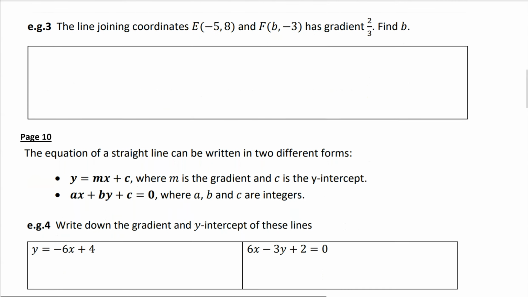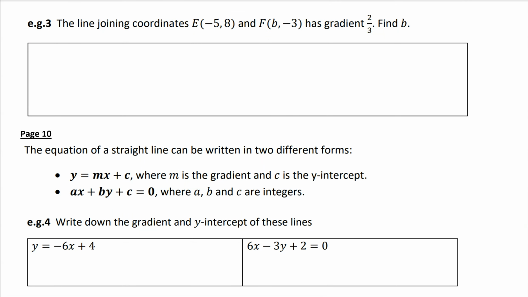Moving on to example 3. Similar sort of problem in that I've not been told one of the coordinates here. So in terms of the second point, I don't know what the x coordinate is. So we'll start off by doing a similar thing. We'll do minus 3 minus 8, so y2 take away y1, and then we're going to have x2, which is just b, minus 5. And I know that that is going to be equal to the gradient, which is 2/3.